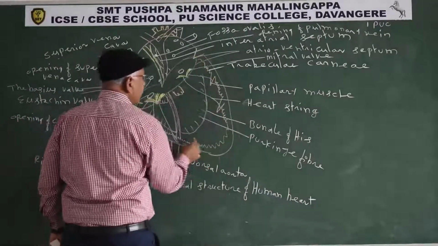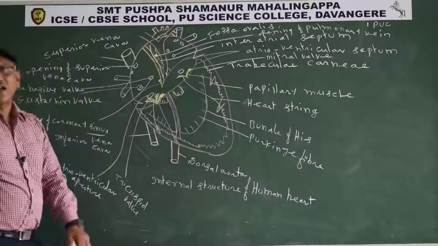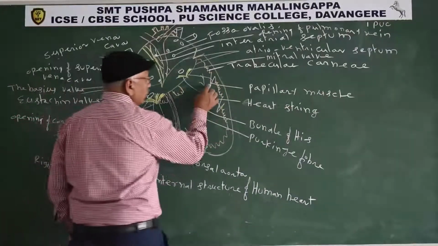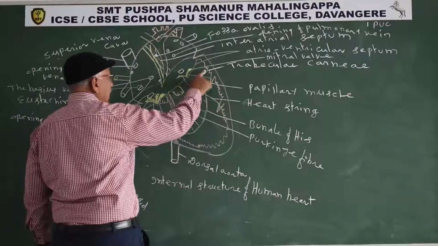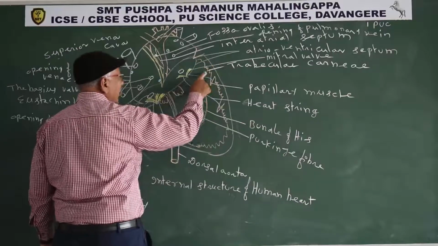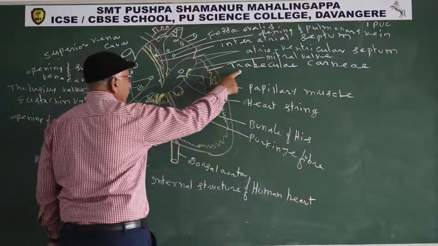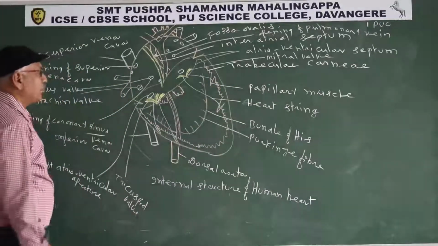The inner surface of the ventricle contains several folds. There are two types of folds. The shallow folds, meaning not deep, are known as trabeculae corneae. The deep folds are known as papillary muscles.